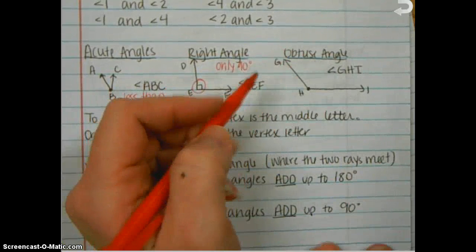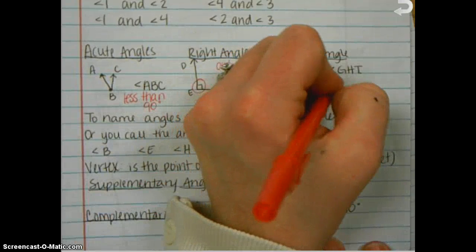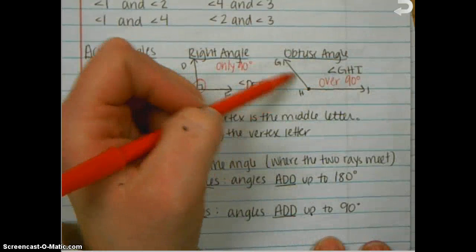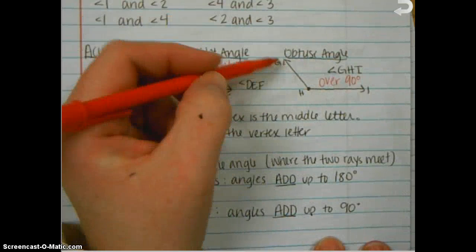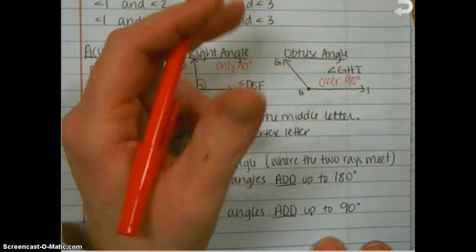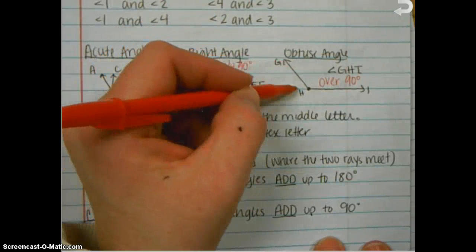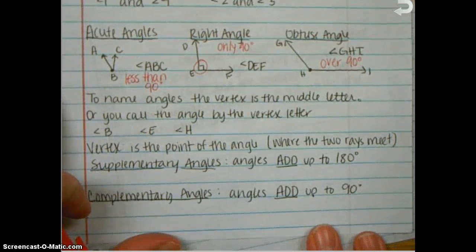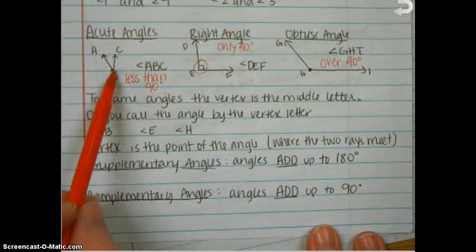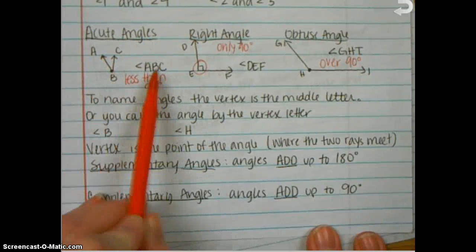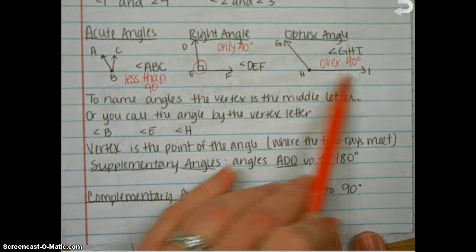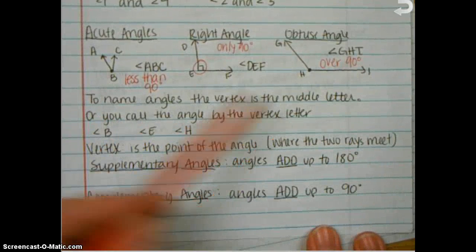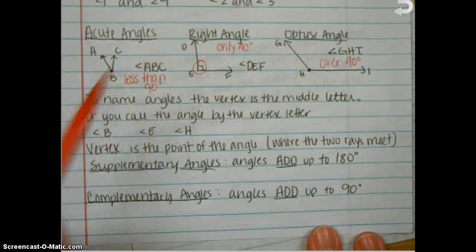Then you have an obtuse angle, which is over or more than 90 degrees. Obtuse, over 90 degrees, so it's kind of like the big angle. This is angle GHJ. And some quick facts. To name angles, the vertex is the middle letter, so it's A, B, C, B is in the middle, D, E, F, E is in the middle, H is in the middle. Or you can call the angle by the vertex letter, so angle B, angle E, angle H.